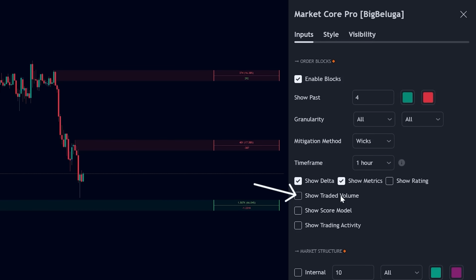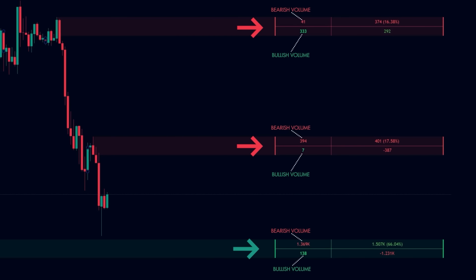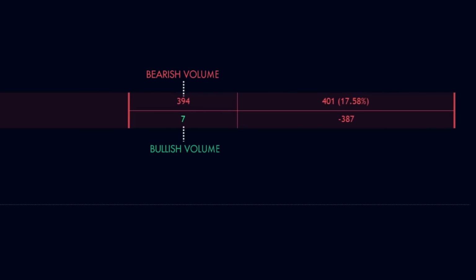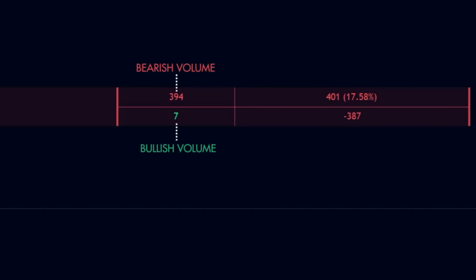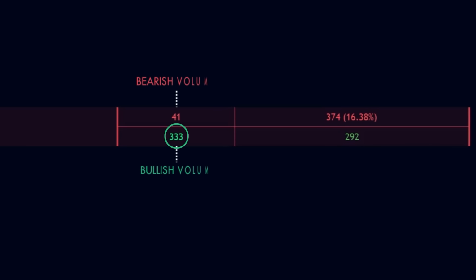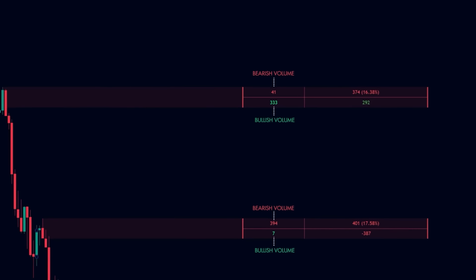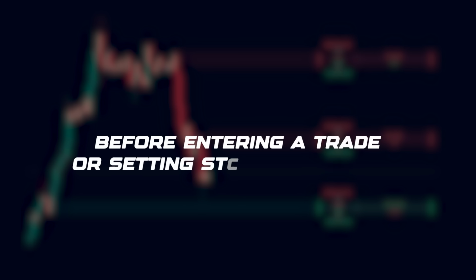Next, activate Show Traded Volume to view the total activity within each block. Note that this feature requires show trading activity to be enabled first. Once active, you'll see the trade volume of the trades executed within each block, highlighting zones with heightened market interest. For instance, a block with a higher traded volume might indicate active institutional orders, making it a critical area to watch for price reactions. This feature is particularly useful for validating the significance of a block before entering a trade or setting stop-loss levels.